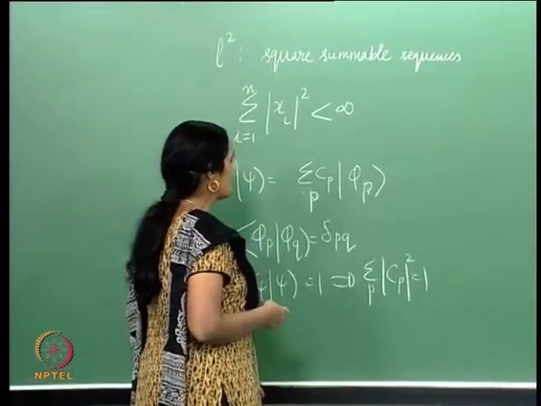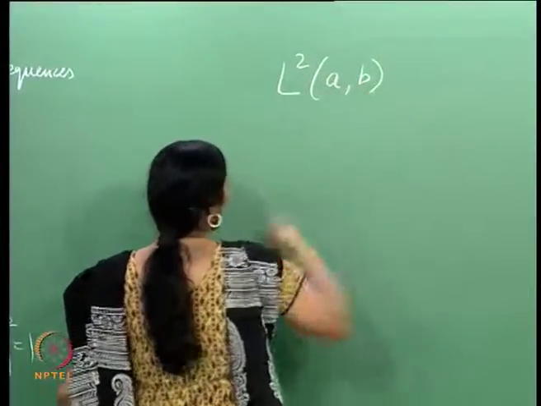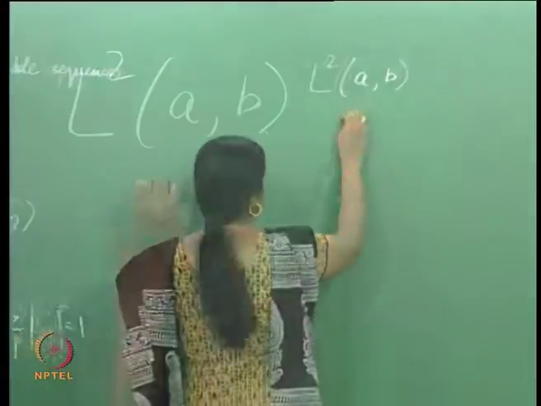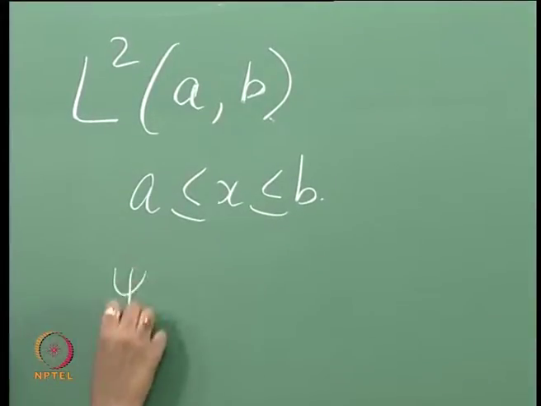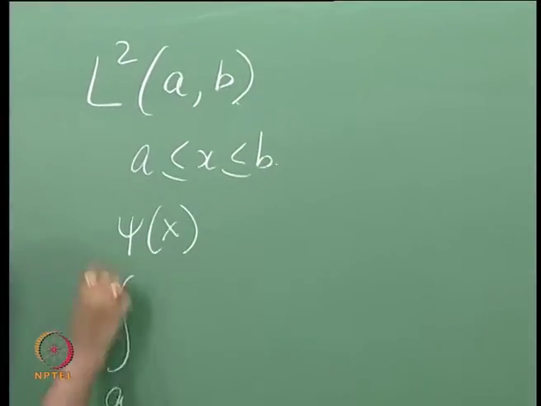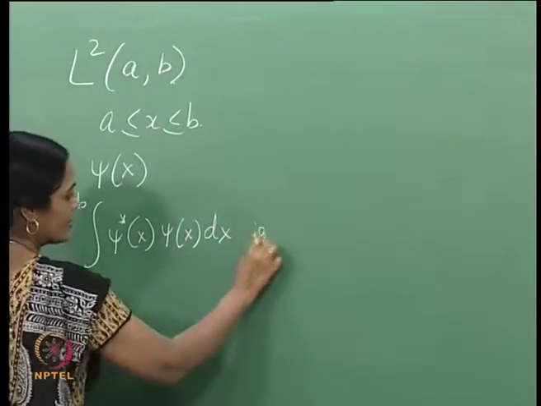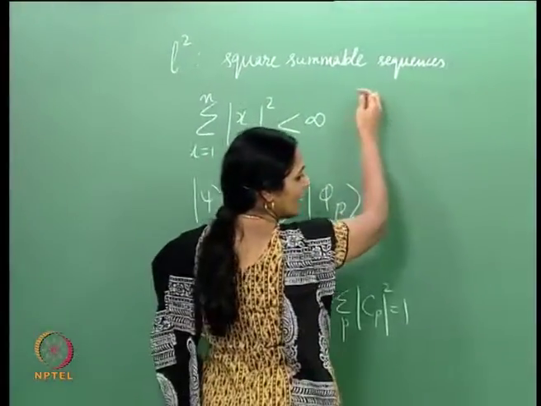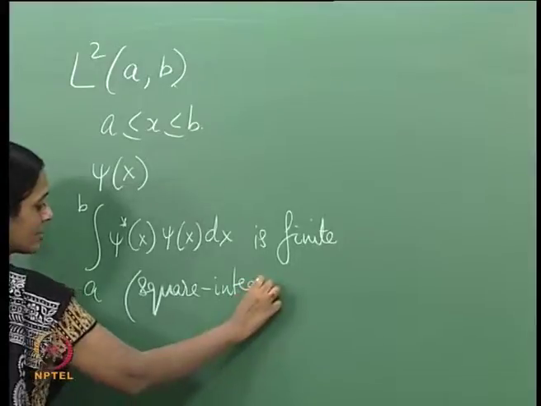I also mentioned another space which was the space of square integrable functions defined in the region a b. These would be functions of a real variable x, and if they are square integrable functions psi of x, they would satisfy the integral of psi star of x psi of x dx is finite, and a and b could well be minus infinity and infinity respectively. So, this is a kind of direct extrapolation of a square summable sequence. These are square integrable functions of x.